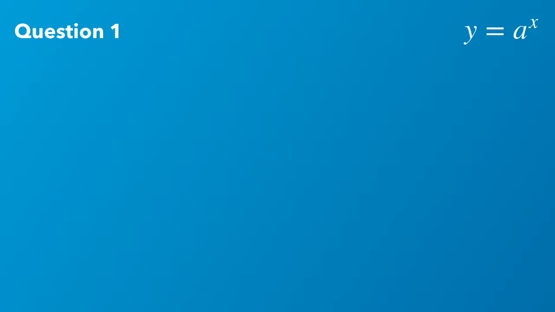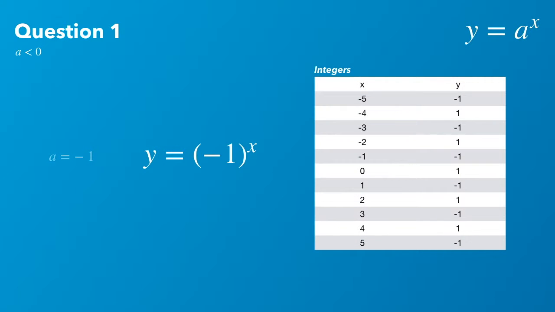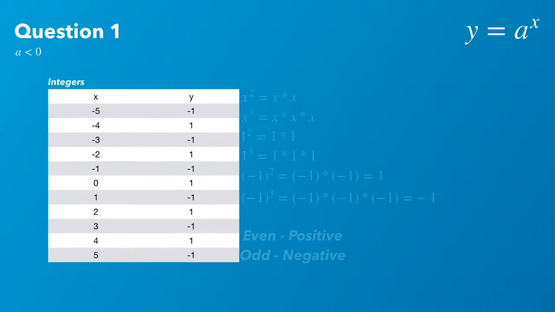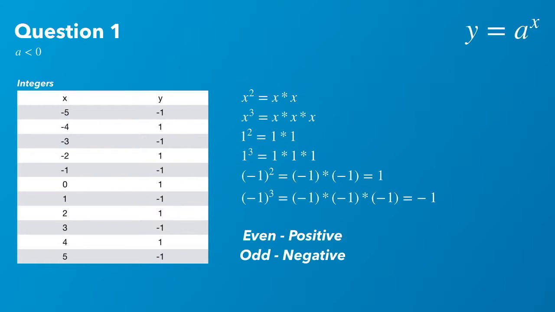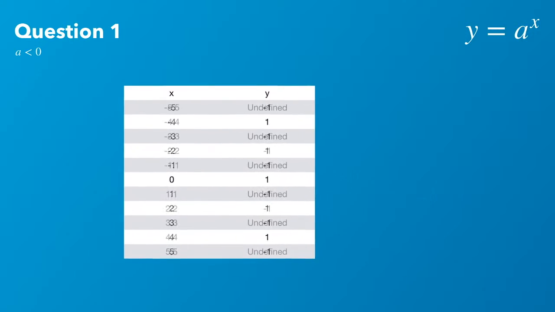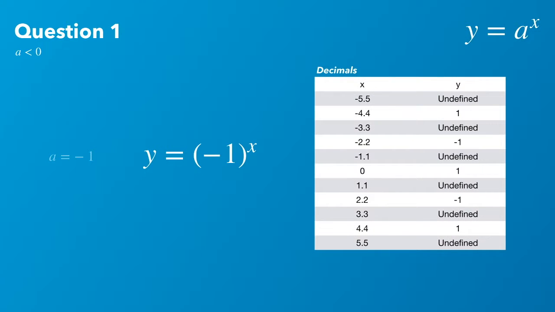For question 1, a is smaller than 0, and we use a is equals to negative 1. So, on the right, we have a table of values ranging from x negative 5 to x 5. From the equations shown, we can deduce that even exponent gives you a positive result and odd exponent gives you a negative result. So replacing x with decimals ranging from negative 5.5 to 5.5, we get values of y is equals to undefined, 1 and negative 1.